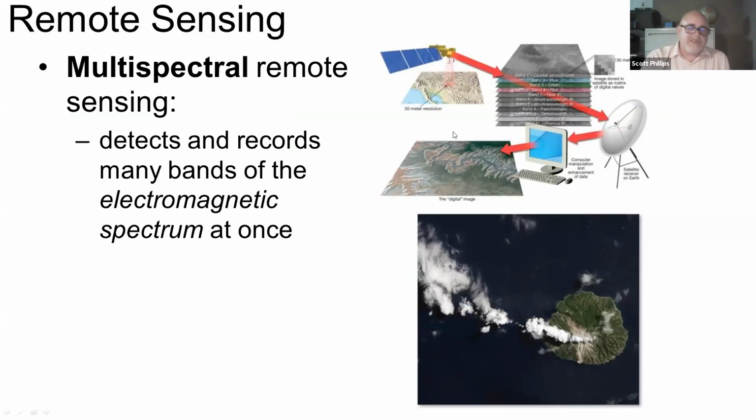So one type of remote sensing is called multispectral remote sensing. And what that does is detect many bands of the electromagnetic spectrum at once. This usually includes parts of the stuff our eyes can see, the visible range, like the colors blue and green and red, but also stuff that our eyes can't detect, like infrared, for example.